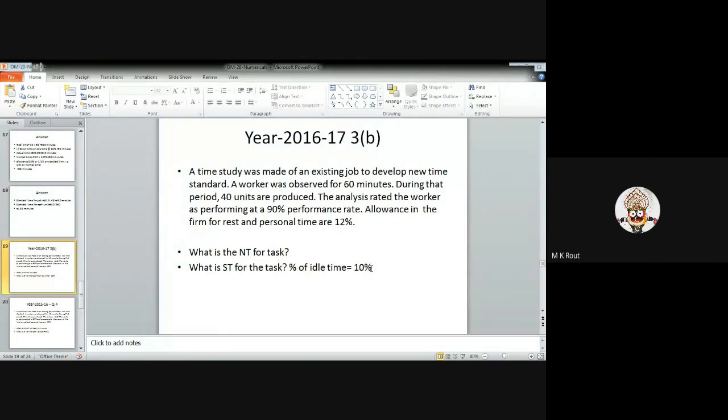In the year 2016 and 17, question number 3B: a time study was made on an existing job to develop a new time standard. A worker was observed for 60 minutes. During that period, 40 units were produced. The analyst rated the worker as performing at a 90% performance rate. Allowances for rest and personal time are 12%. What is the normal time for the task? And second, you have to calculate the standard time for the task.